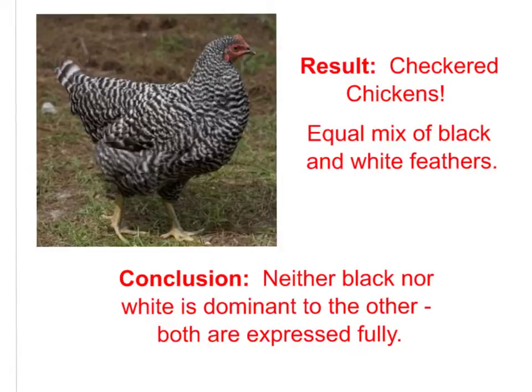Wow! We get something totally unexpected. We get a checkered chicken. Look at that thing. That chicken does not look like what we were expecting. We were expecting the dominant trait to come out. This chicken, the inheritance here, is not following simple Mendelian genetics. It is something very different. We can see that there's an equal mix of both black and white feathers, and we can conclude that neither black nor white is dominant over the other because both of them are being fully expressed in that offspring.